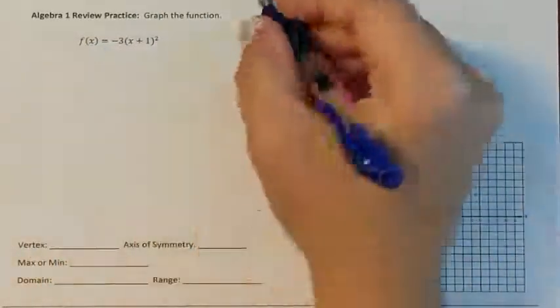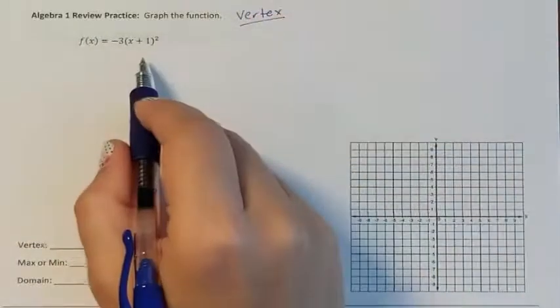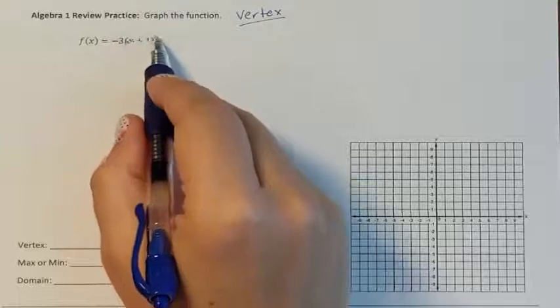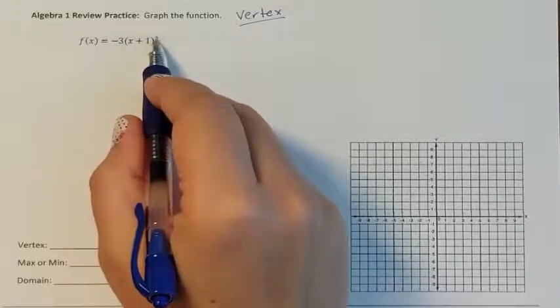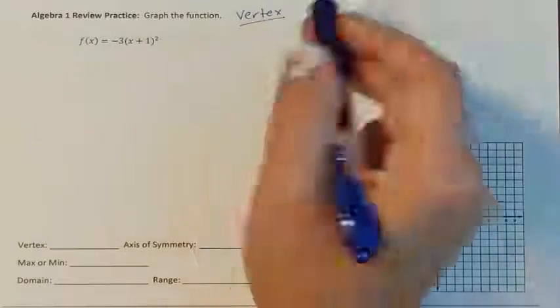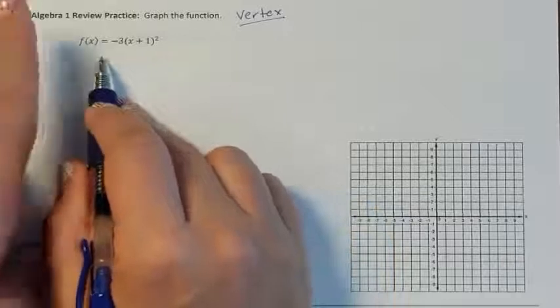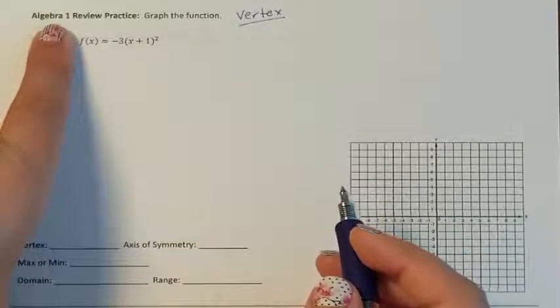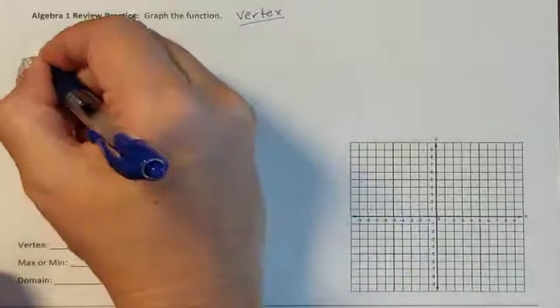I know that this is going to be in vertex form, and how I know that is because I have a parenthesis to the second power. If you do not see a parenthesis to the second power, then it's not in vertex form. You're going to have to graph it a different way. So I need to graph this problem. It says it's Algebra 1 practice review, so we need to graph this using our Algebra 1 skills and how they taught us in Algebra 1.